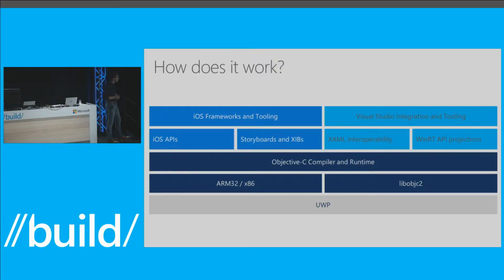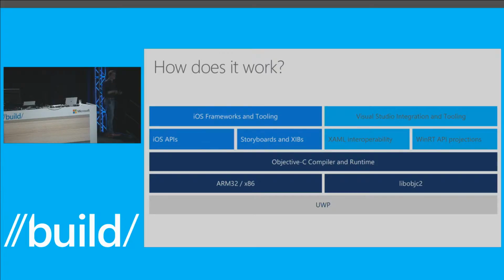But it's not just UI stuff. I mentioned you get access from Objective-C to the full complement of UWP APIs. That means you can tap into live tiles directly from Objective-C. That means you can pop toast notifications. That means you can start taking user input through Cortana directly from Objective-C, right alongside all of your other iOS code. So think about that for a second, because this is really cool.